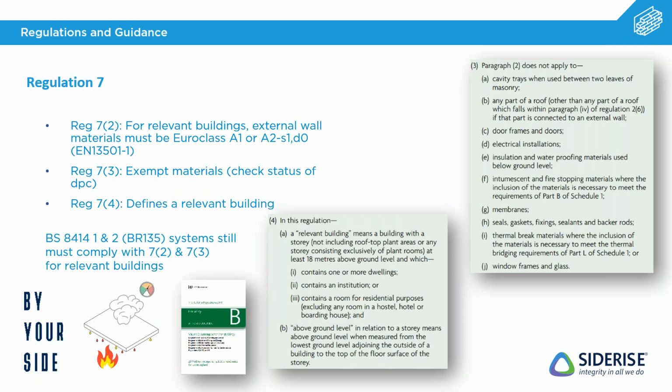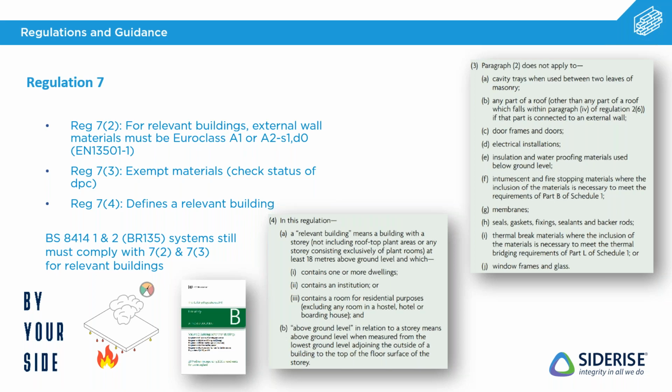Now, what this regulation is about is essentially a ban on combustible materials within external wall assemblies. And there's multiple parts to it to explain exactly how to go about that. Going in actually reverse order there, part 4, first of all, is defining what's called a relevant building. And a relevant building is any building that this regulation applies to. Now, a relevant building is defined as any building which has a story at least 18 meters above ground level and contains one or more dwellings, an institution, or contains a room for residential purposes, excluding rooms in hostels, hotels, or boarding houses.